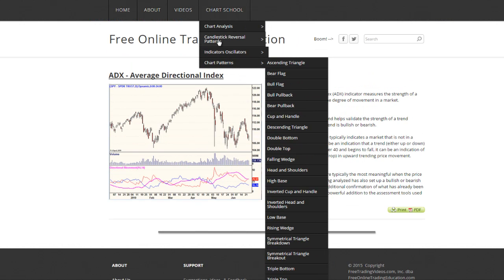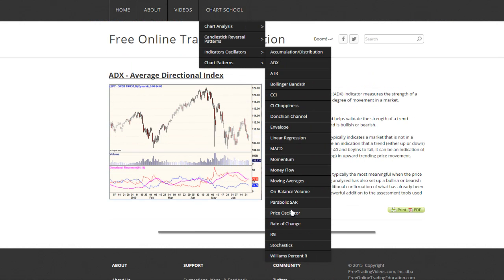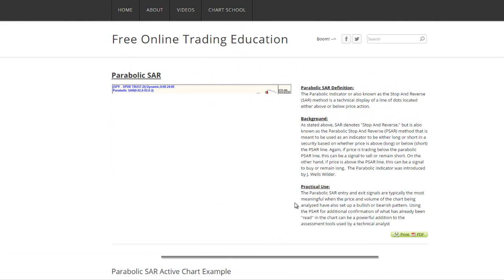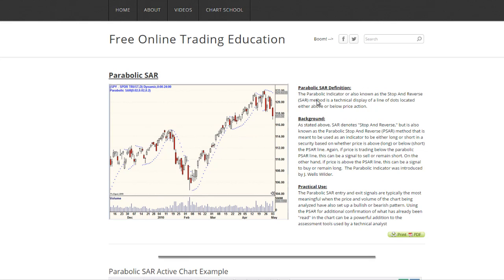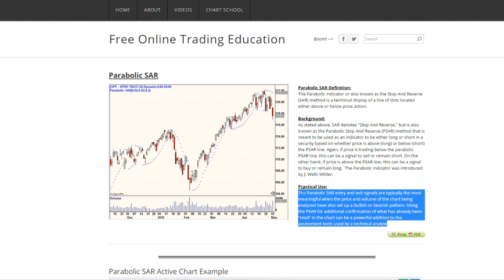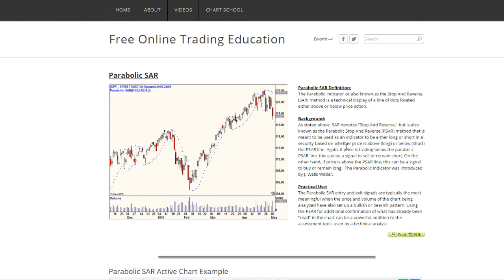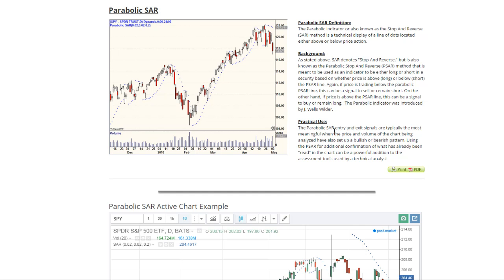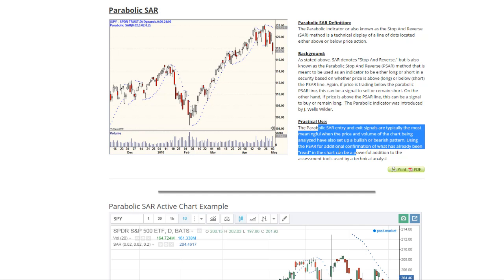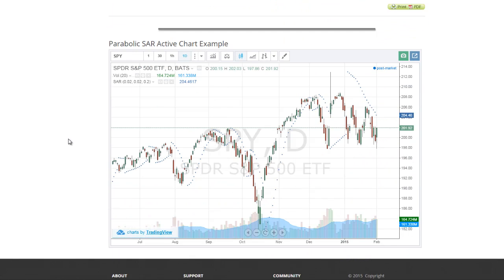Furthermore, if I go over here to indicators, like some of them, like the parabolic SAR, which I love as an indicator, same stuff. You get the definition, you get some background on it, and practical use. The practical use part is very important on all these. If you're going to print this off, make sure you highlight the practical use part. That's the most important.